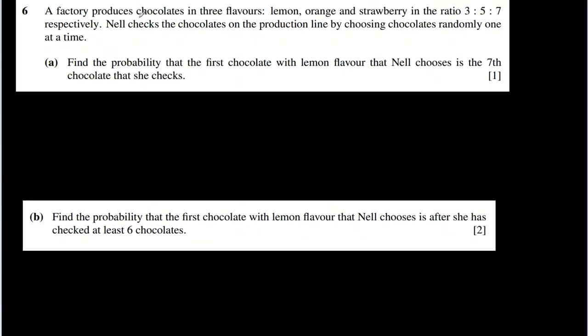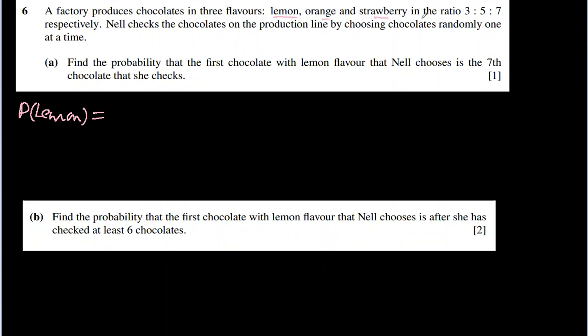Question 6. A factory produces chocolates in 3 flavors, lemon, orange and strawberry, in a ratio of 3:5:7 respectively. Nell checks the chocolates on the production line by choosing chocolates randomly one at a time. Find the probability that the first chocolate with lemon flavor that Nell chooses is the 7th chocolate that she checks. Okay, so that means if the 7th one is a success, first of all, what is the probability of a lemon flavor?